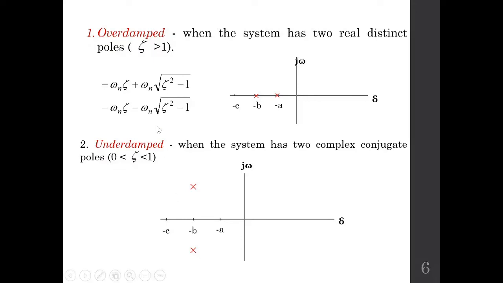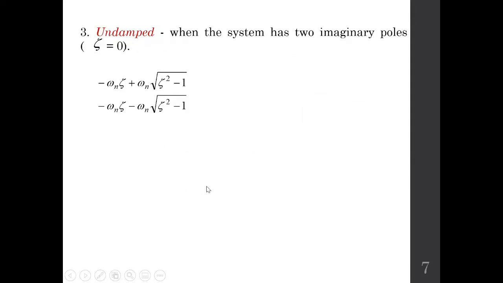Say for example, let us just put in this equation zeta is equals to 0.5. Then this part will become negative, the under root part will become negative, and this whole part will be an imaginary number. So this equation will have a real part and an imaginary part, so you will always get poles like this.